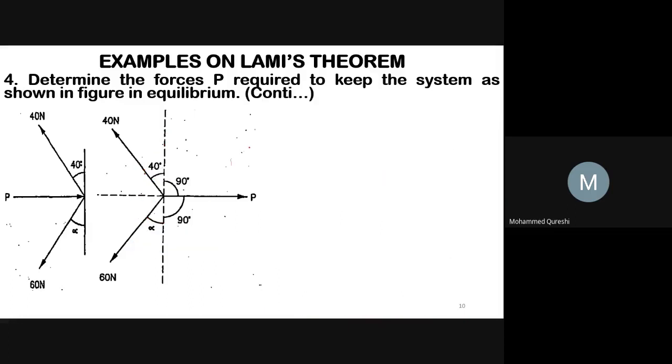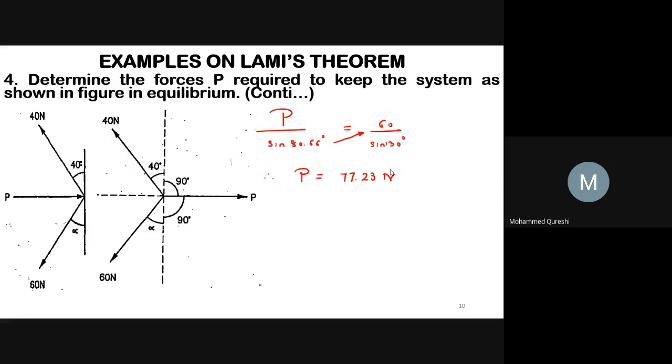Now we will put all these values in this equation. So you will get P upon sine 80.66 degree equals to 60 upon sine 130 degree. Therefore, P equals to sine 80.66 multiplied by 60 divided by sine 130. So you will get P as 77.23 Newton. So this is the force required to keep the system as shown in the figure in equilibrium.